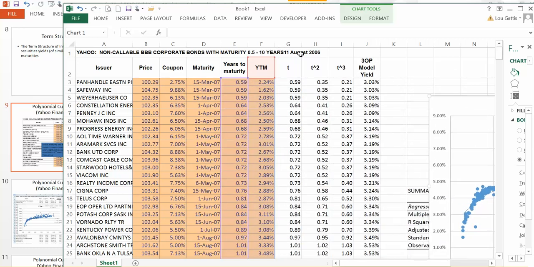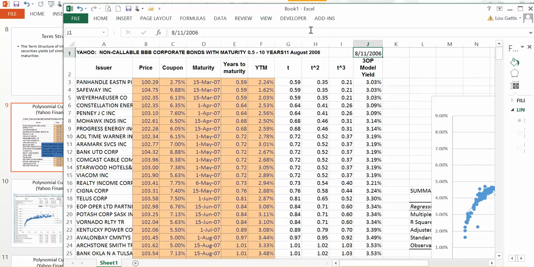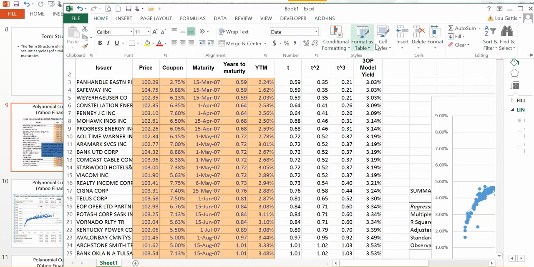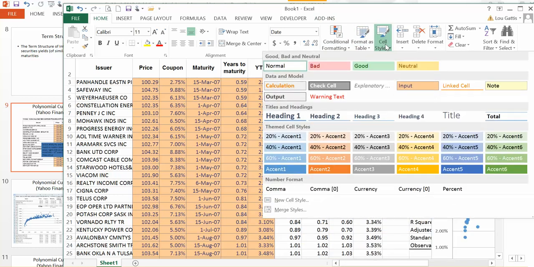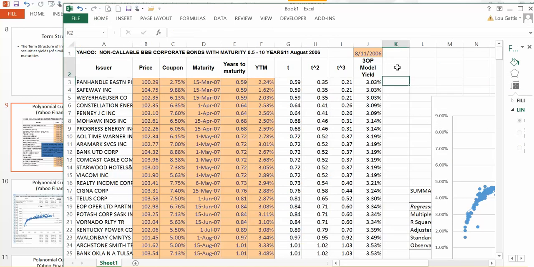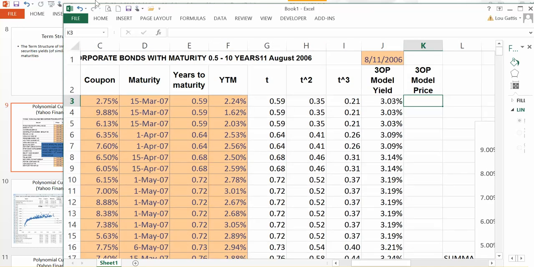This data was gathered on August 11, 2006. Let's write that up here. August 11, 2006. I'll make that an input. So now I can put in my third order polynomial model price. I'm going to use the price function, equals price.